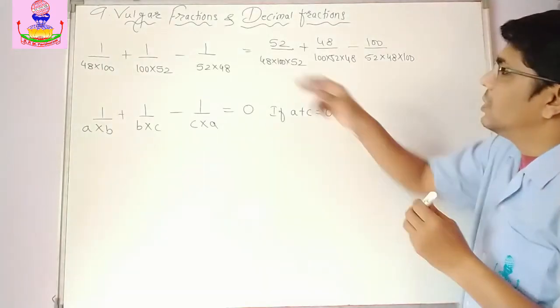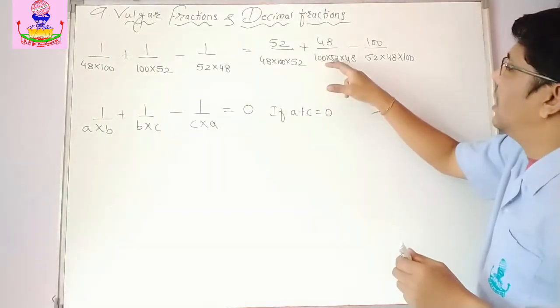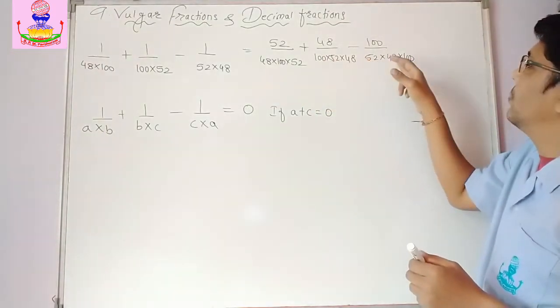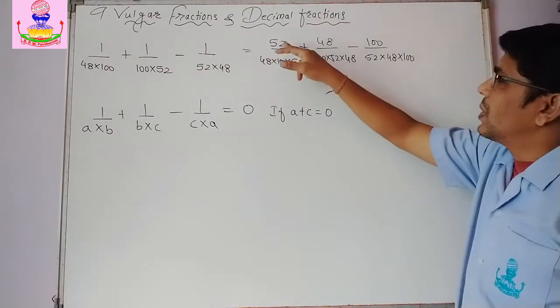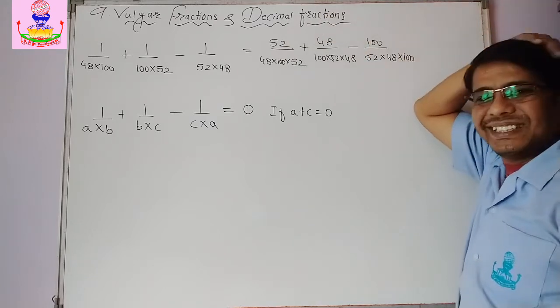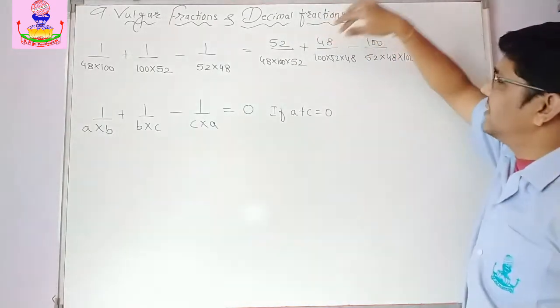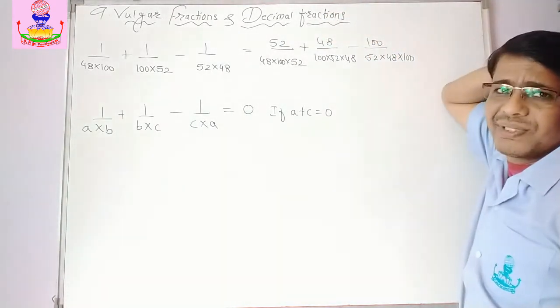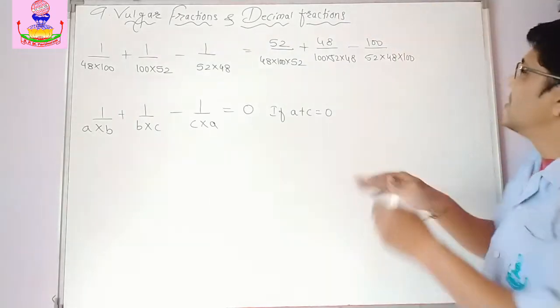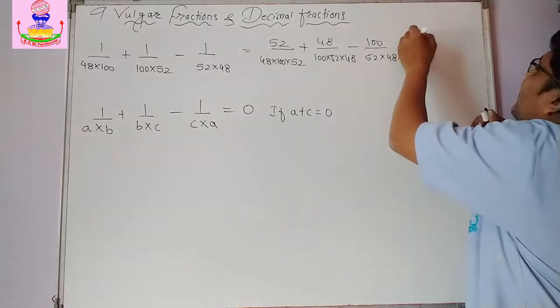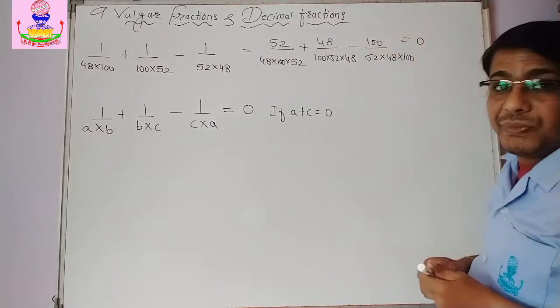Now see the denominators. 48, 100, 52; 48, 100, 52; 52, 48, 100. All are equal? Yes, they are equal. Now see 52 plus 48. How much is it? 100. And 100 minus 100? 0. So if it is 0 upon anything, the answer is always going to be 0. Okay? So the answer is always going to be 0.